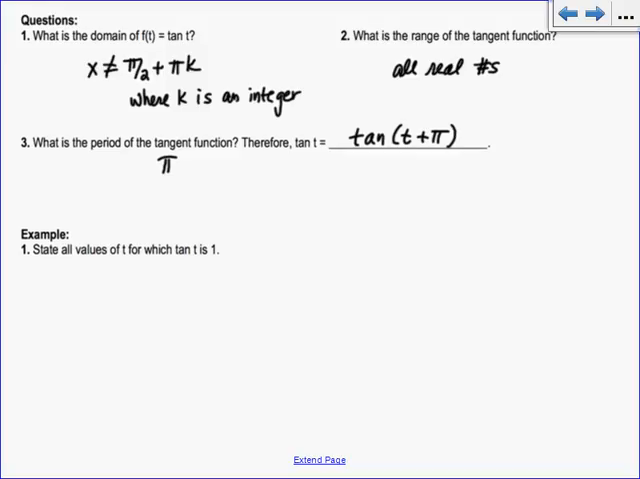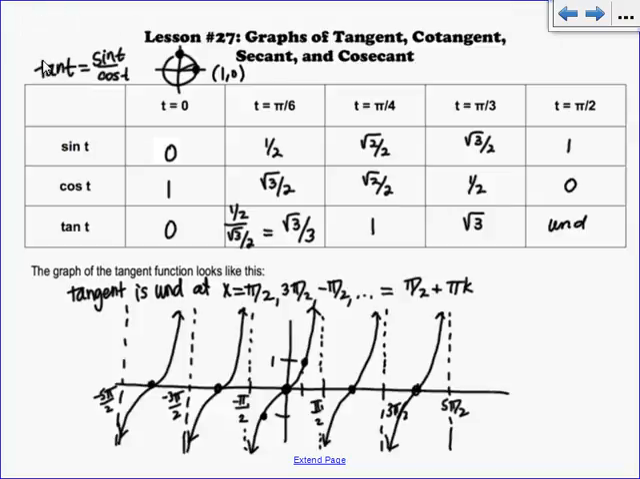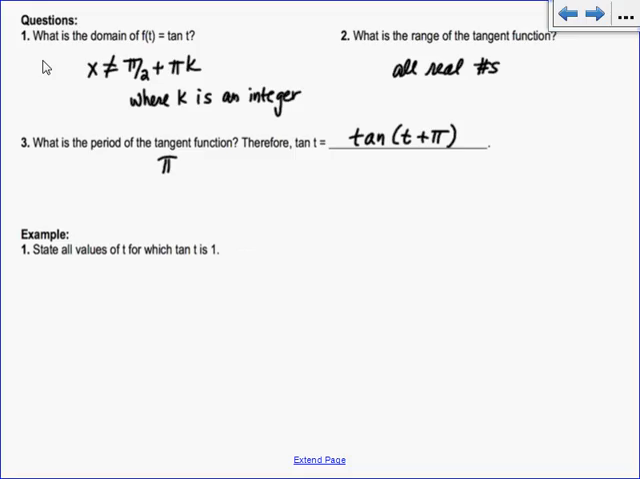All right, so state all values of t for which tangent of t is 1. So we've done this before. So what you could do is you could graph tangent on your calculator, and you could graph y equals 1 on your calculator, and then you would find all the places where it's crossing. Well, that seems a little crazy. So we're not going to do that. So instead, we're going to think back to our unit circle, because I tell you guys that for a reason. It's really the easiest way to find these quickly, right?